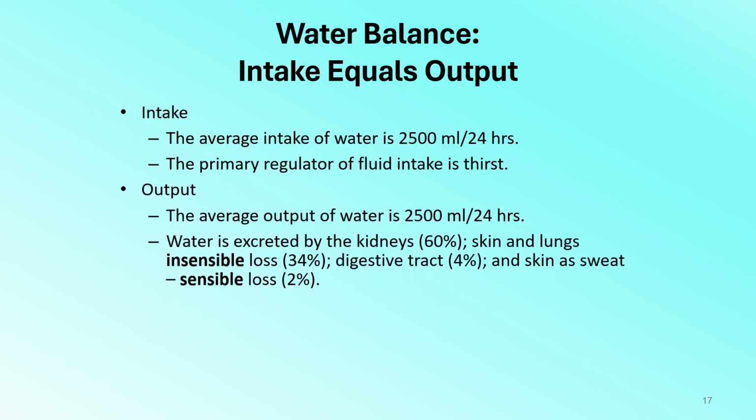Same thing with output. So intake and output should be balanced in a typical homeostatic situation. We lose a fair amount by the kidneys, but we also evaporate. We also breathe off, particularly if we are in drier, higher altitude conditions. We call that insensible loss. We can sweat. We can also remove fluids from the body. We call those sensible losses, when we can see the fluid leaving us.